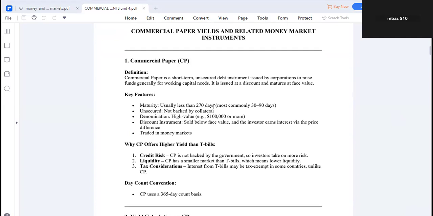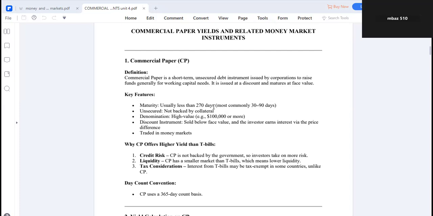So the features are that number one, it matures within less than 270 days, mostly between 30 to 90 days. It's unsecured, it's not backed by collateral. Denominations are high, a value of about 100,000 US dollars or more. This instrument is sold below its face value, and investors will earn interest via the price difference. So it's traded in the money market.